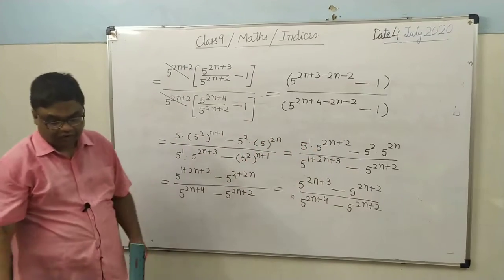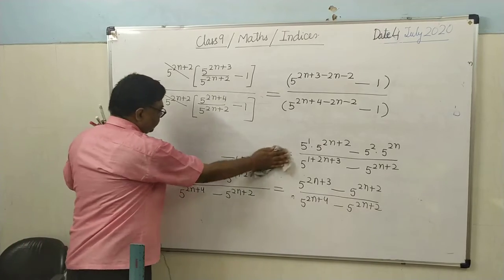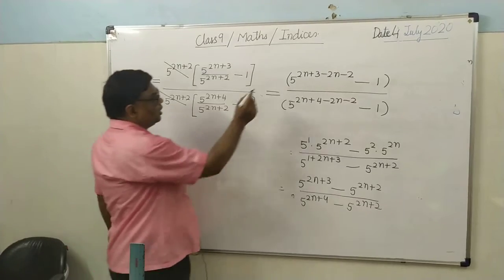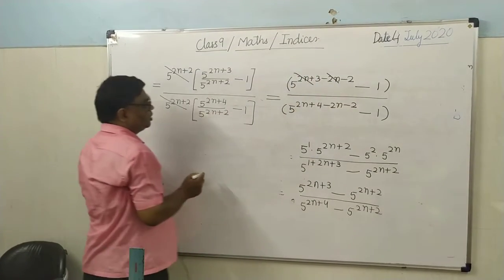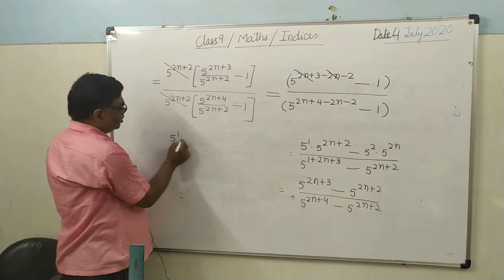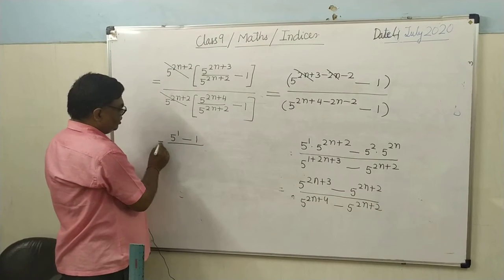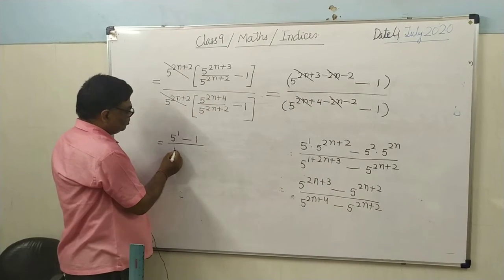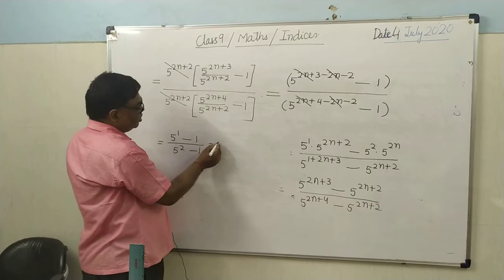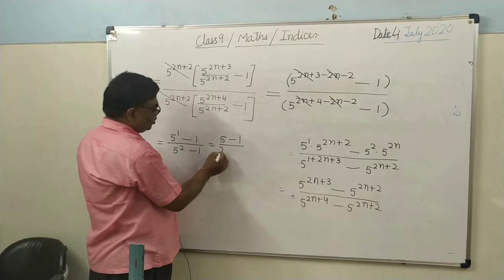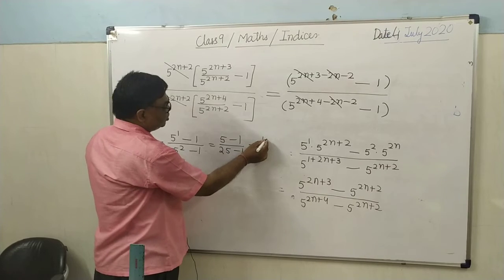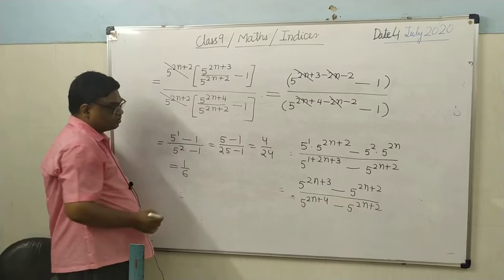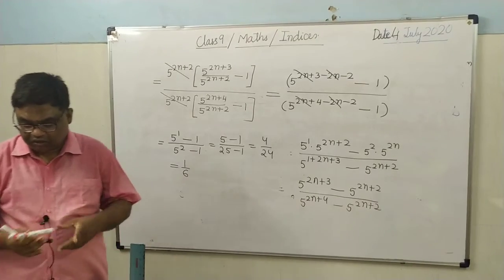Now you simplify it further. On simplifying it further, what will happen? 2n and 2n will be cancelled. 3 minus 2, 1. Upon, here also this and this cancel, 4 minus 2. That is 5 minus 1 upon 25 minus 1. So 4 upon 24. That is equal to 1 upon 6. It will be equal to 1 upon 6.